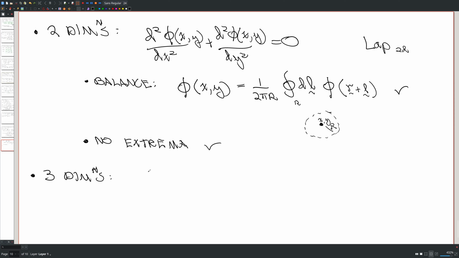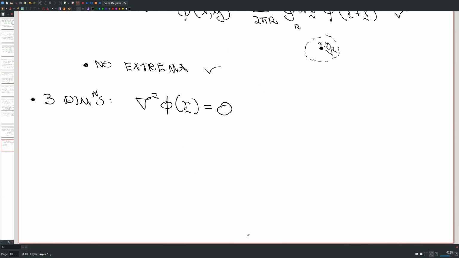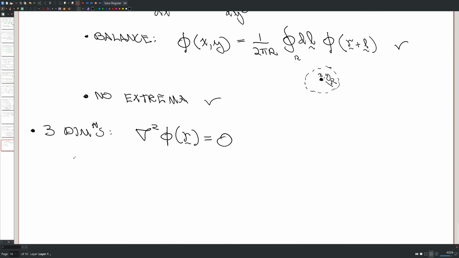Well, now it's the same thing. So we'll use our more economical notation. The full Laplacian of phi of r is equal to 0. And here again, we'll have exactly the same balance condition, except that now we want to integrate over a spherical shell around a certain point.